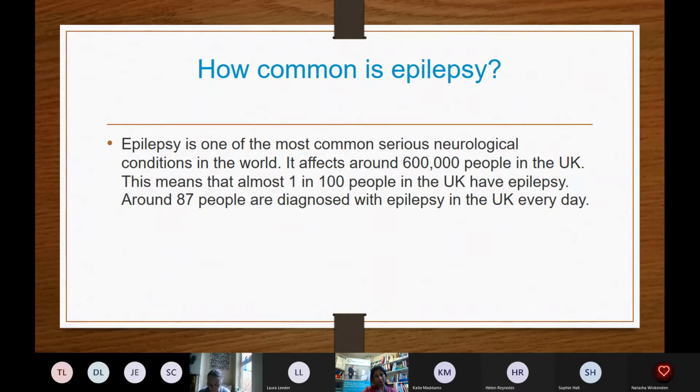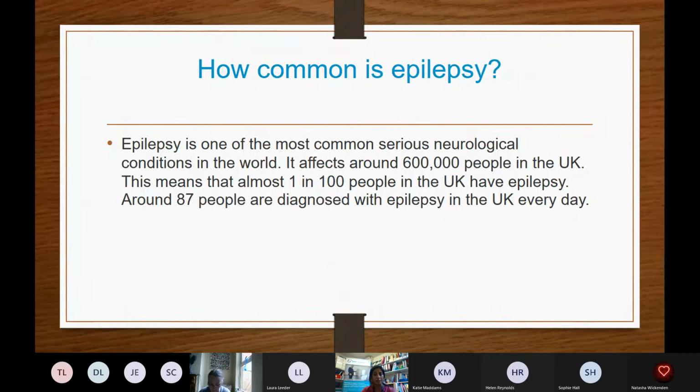So how common is epilepsy? So of all the serious neurological conditions, epilepsy is actually very common. And we often use this when we diagnose children because sometimes they don't realize how common it is, and it helps in, again, the psychology around the diagnosis.